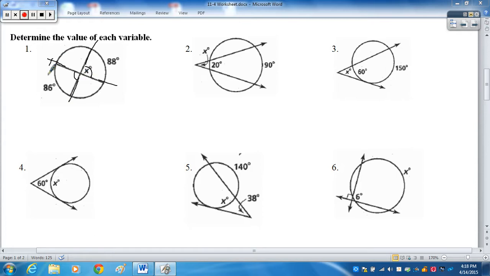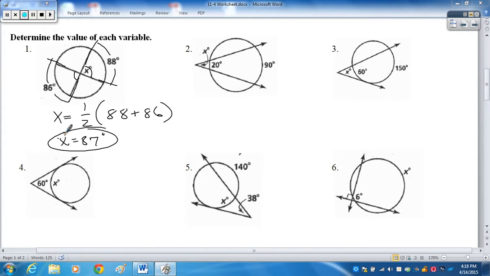We have vertical angles that are congruent. So this is one intercepted arc, this is the other intercepted arc. Because the angle is inside the circle, it's half the sum, so 88 plus 86. So x here is going to be 87 degrees. It's half the sum of the intercepted arcs when it's inside the circle.